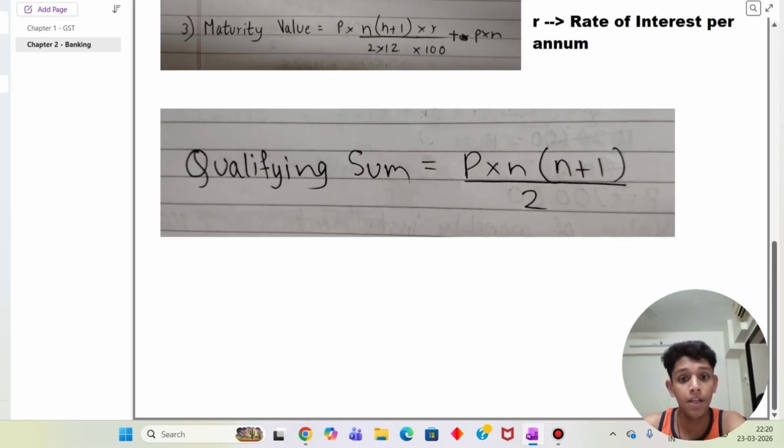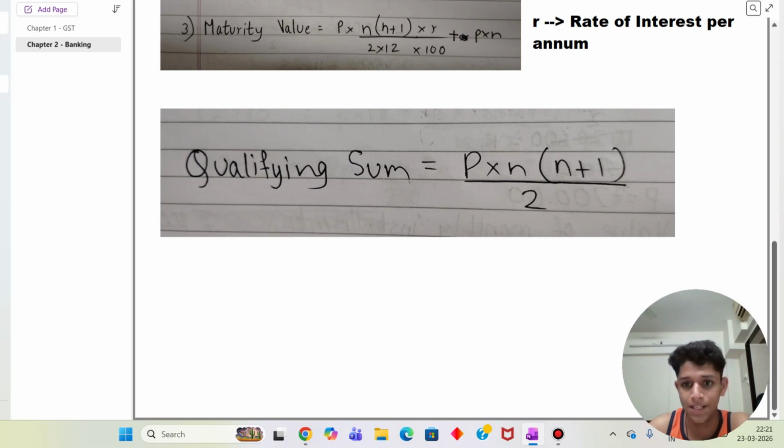And the final but most important part of this chapter, which most people miss, is the qualifying sum. We don't have to understand the theory behind this formula, but it definitely comes in an MCQ. This is a very important formula which most people miss while reading the textbook and don't know before the board exam. So please learn this formula. You don't need to understand specifically how it works, but it's important to learn it.